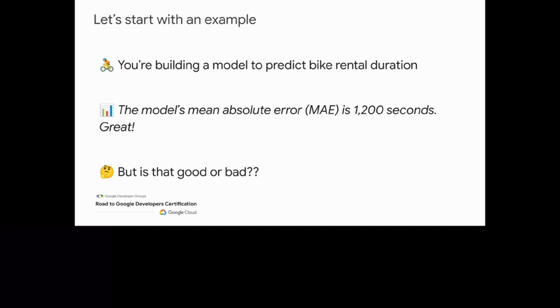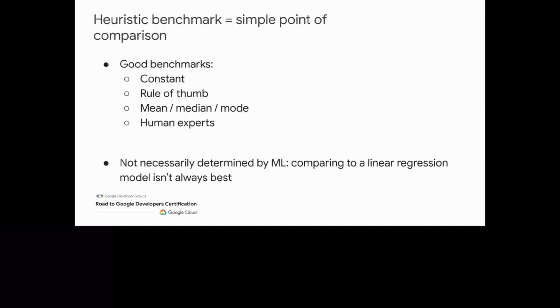So that's the example of the heuristic. Simple point of comparison. Exactly. So it can be anything. It can be a constant. It can be a rule of thumb. It can be a simple statistic like mean, median, mode. It can be another person saying, hey, I'm labeling these things for you. So not necessarily determined by your ML, but you can always start with a linear regression as your easiest first baseline. And I think these are more for when you are dealing with tabular data.